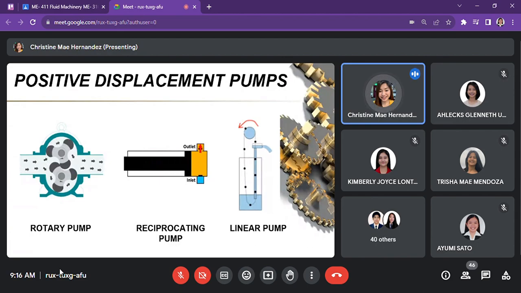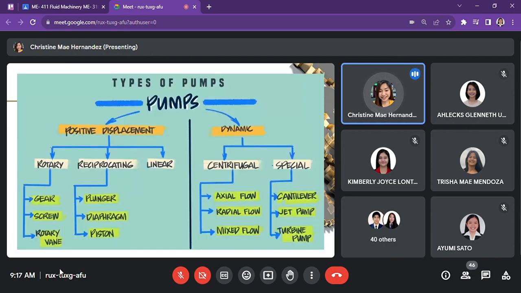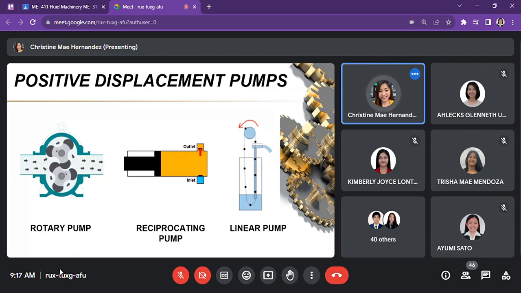The system is quiet, vibration-free, and offers the advantages of easy maintenance and a long operating life. So ito yung difference ng tatlong types ng ating pump: si rotary, si reciprocating, and si linear. Pag sinabing screw, gear and rotary vane, dito sa tatlo, yun lang yung nasa loob nitong casing natin.